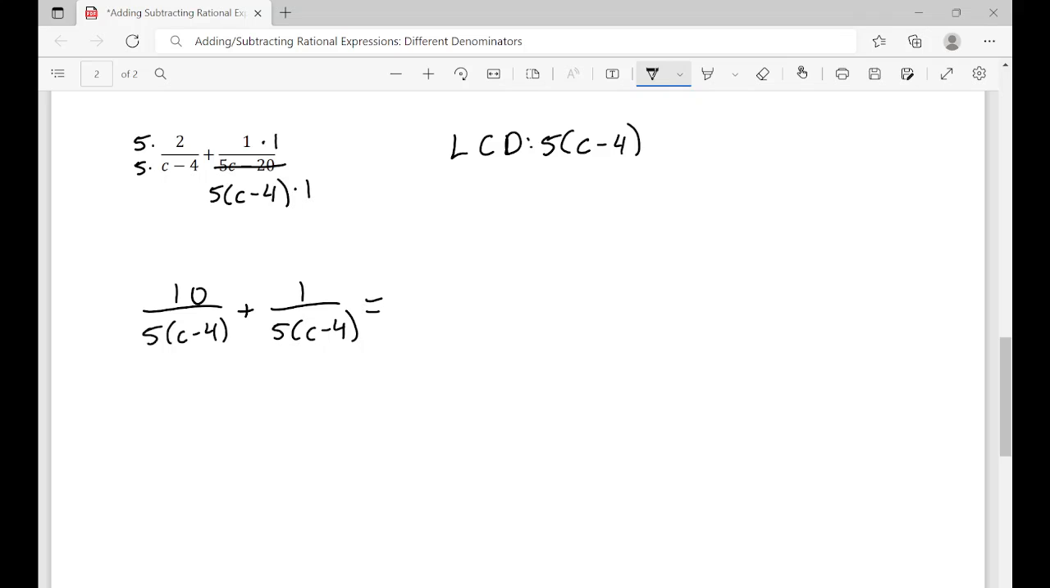Now I can combine numerators, so 10 plus 1 is 11, and then keep the same common denominator, 5 times c minus 4, and this is the answer to this question.